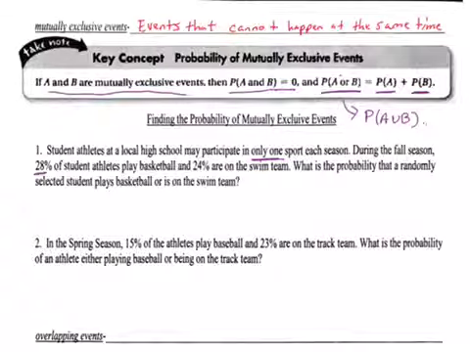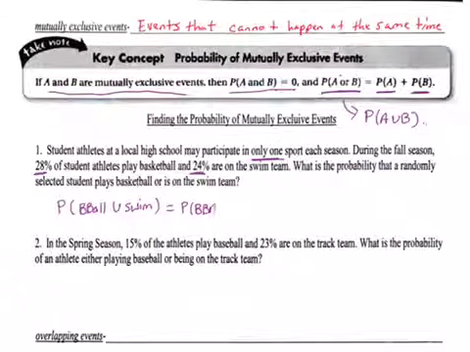During the fall season, 28% of student athletes play basketball, and 24% are on the swim team. What is the probability that a randomly selected student plays basketball or is on the swim team? So here we're looking for the probability of basketball or swim. Remember, this is where they're mutually exclusive. A student can't do both sports in this case. So we're looking for the probability of basketball plus the probability of swim.